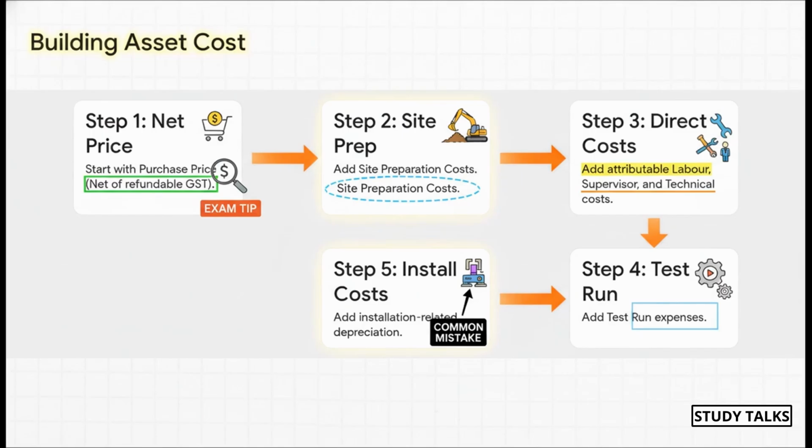Let's actually build up the cost of an asset step by step. You start with the purchase price. But here's a key point. You have to deduct any refundable taxes like GST where you can get input tax credit. Then, you just systematically add all the direct costs. Site prep, any labor and supervisor salaries you can directly attribute, test run expenses, and here's one people often forget: even the depreciation of other assets that you used just for the installation. It's a systematic buildup of every direct cost.